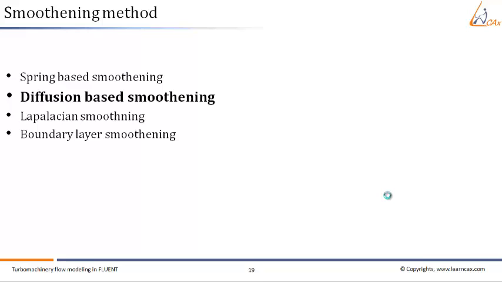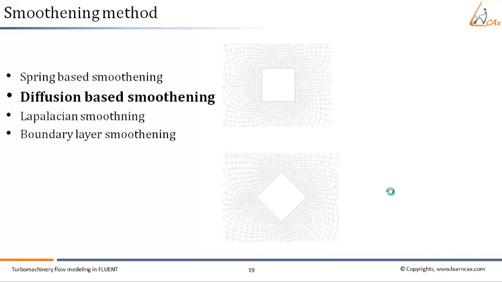Next is the diffusion based smoothing method. In this, the mesh motion is governed by the diffusion equation with u as the mesh displacement velocity. The boundary conditions for this equation are needed as inputs. The diffusion based smoothing is generally more costly than the spring based smoothing, but it also produces better quality meshes than the spring based method. The figure shows the mesh before and after rotating the boundary by 45 degrees using the diffusion based smoothing.